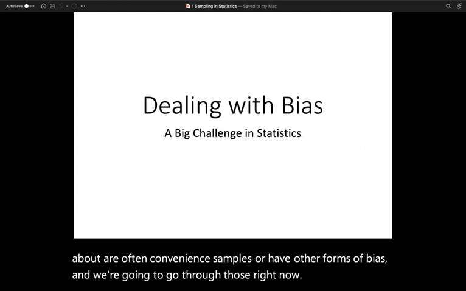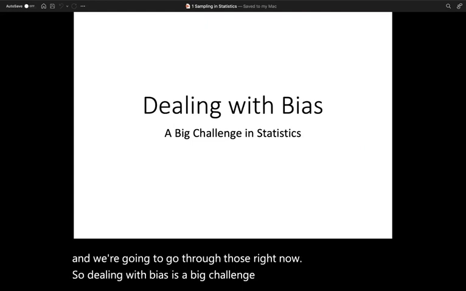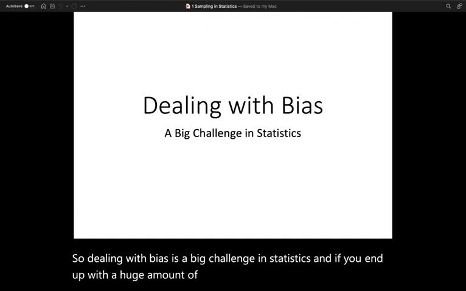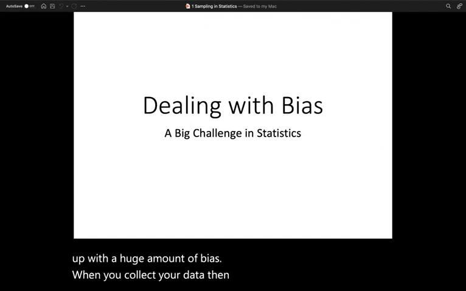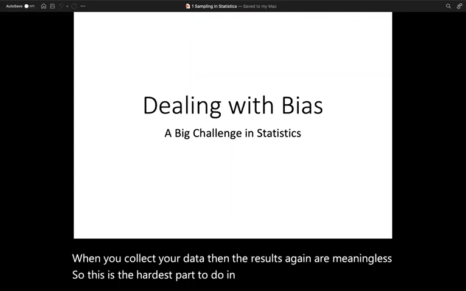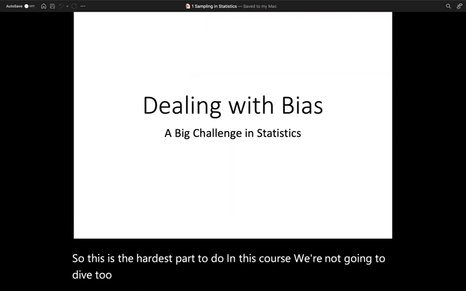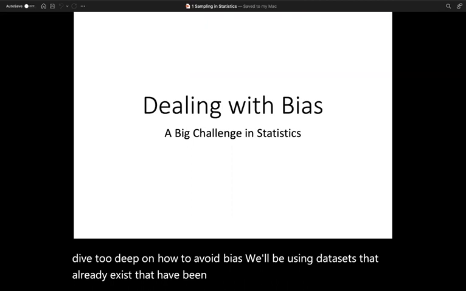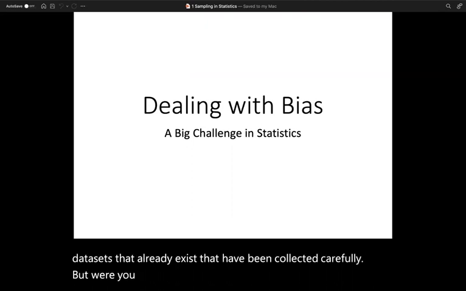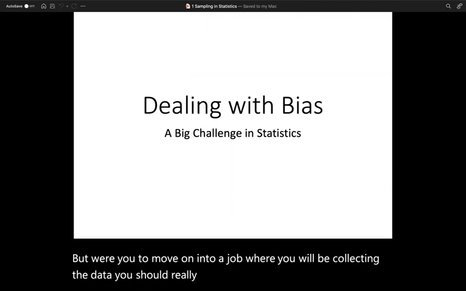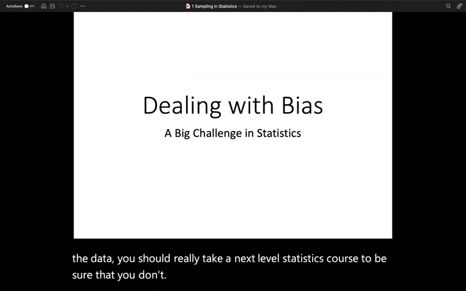So dealing with bias is a big challenge in statistics. And if you end up with a huge amount of bias when you collect your data, then the results, again, are meaningless. So this is the hardest part to do. In this course, we're not going to dive too deep on how to avoid bias. We'll be using data sets that already exist that have been collected carefully. But were you to move on into a job where you will be collecting the data, you should really take a next level statistics course to be sure that you don't include bias in your results.